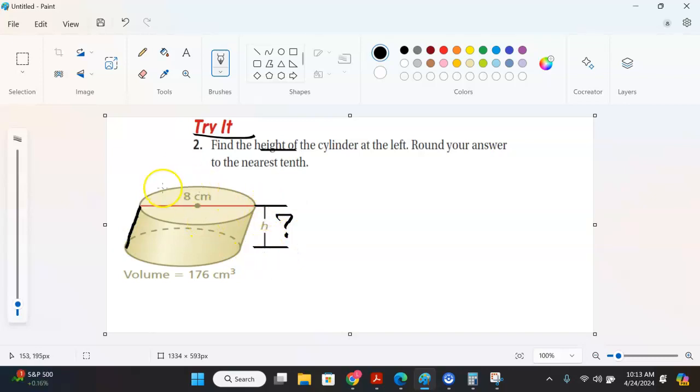The diameter of the circle is 8 centimeters. Remember, this is not the radius. You have to take half of the diameter to get the radius, and the volume is 176 cubic centimeters. So go ahead and find me the height. Use your notebook and refer back to the example that we just did. And again, submit your work on Google Classroom when you are done.